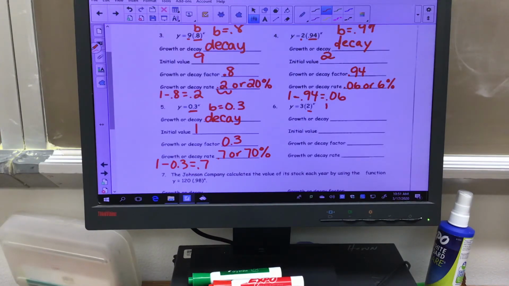Number 6. My b is 2. So this one is growth. It's been a while since we've done growth. Mr. Blanco, please contact the main office.